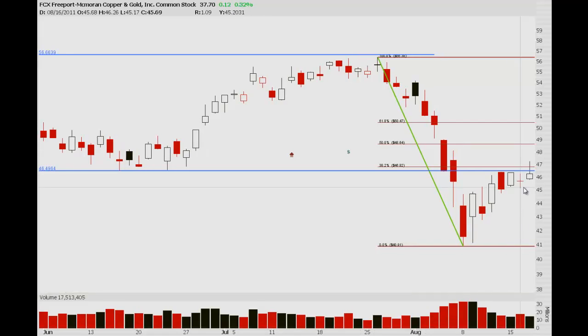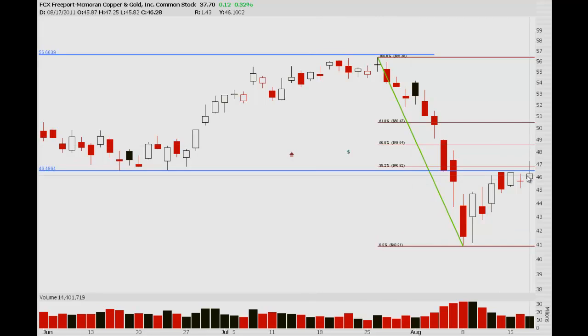No position yet. You can see we did get this doji here showing indecision, and then we got this inverted hammer at the top of an uptrend. So this is enough information for me to say, let me take a short position. Let me buy some puts here. And your target obviously would be back down to retest the lows, and maybe your stop is at the 50% retracement.